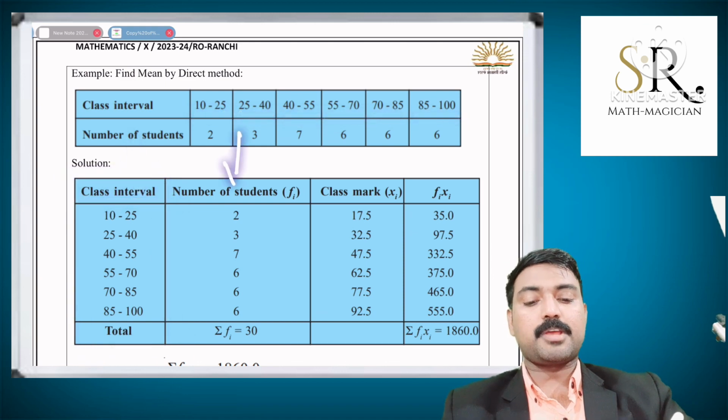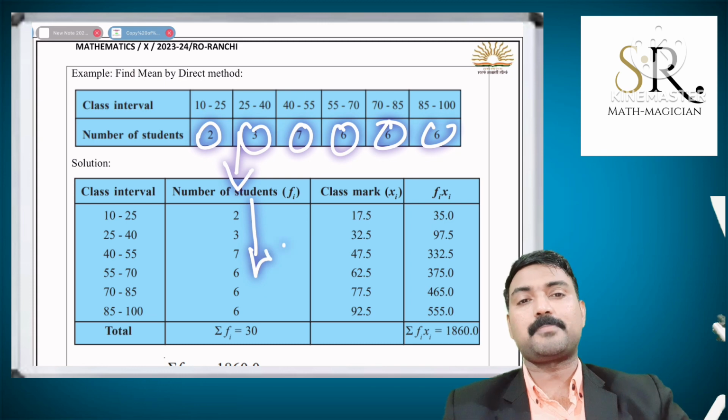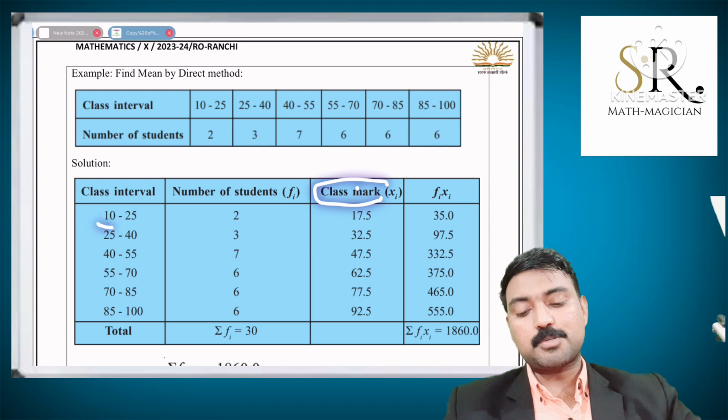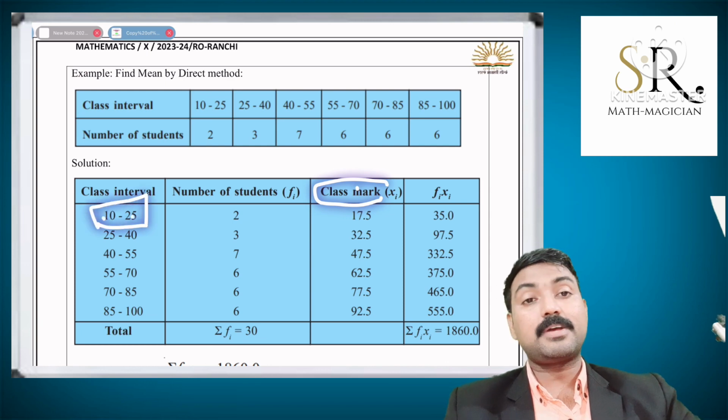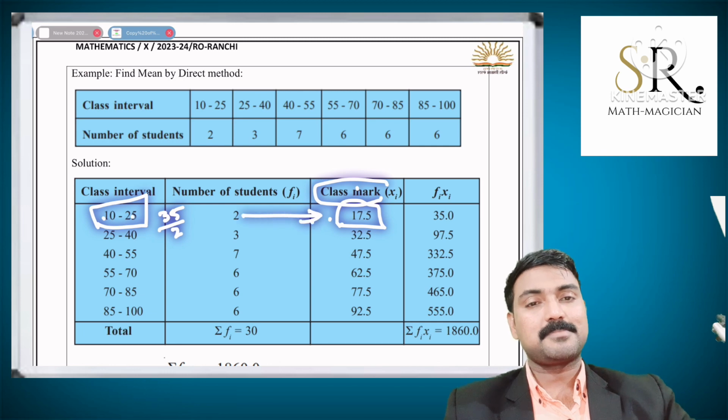In the second column, frequencies. Here 2, 3, 7, 6, 6, 6, 6. These frequencies are given in the second column. The third column is very important. The third column is class mark. Already we explained the mid value of these two, 10 and 25. 10 plus 25, 35. 35 by 2. What is 35 by 2? 17.5. So 17.5 is the first mid value.